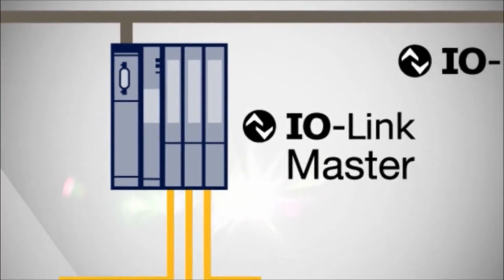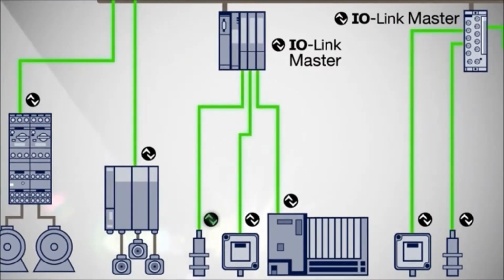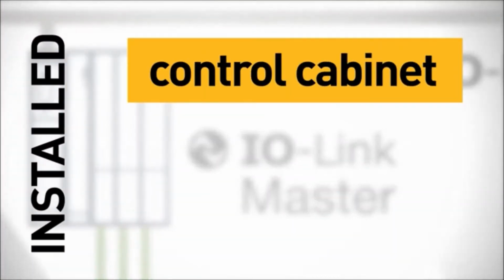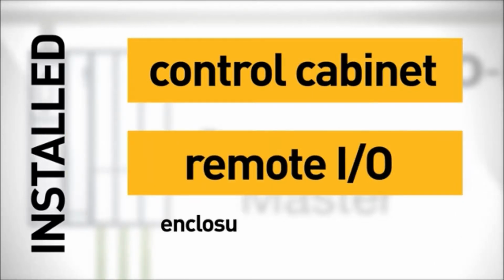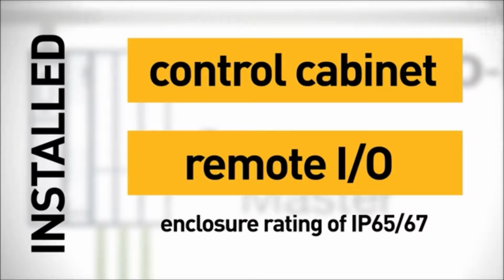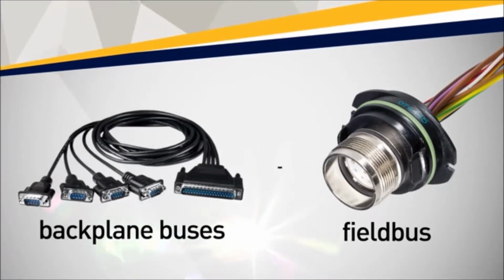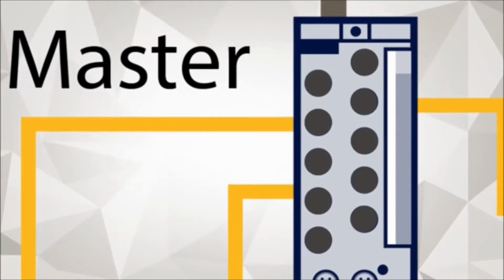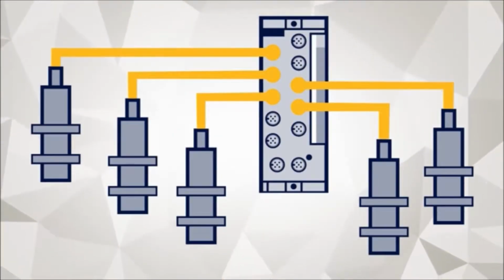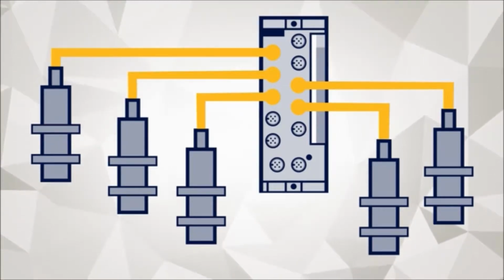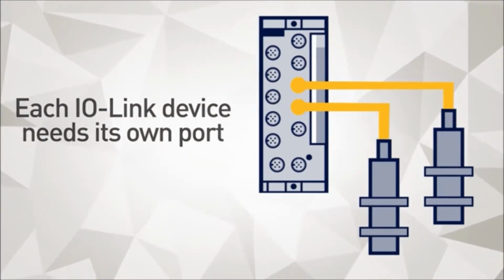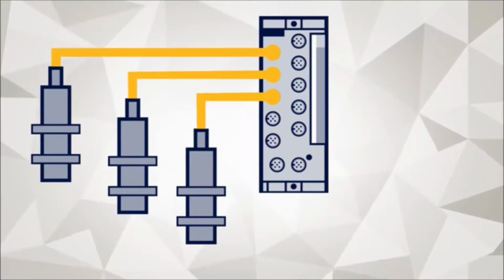The I/O Link Master establishes the connection between the I/O Link devices and the automation system. As a component of an I/O system, the I/O Link Master is installed either in the control cabinet or as a remote I/O with enclosure rating of IP65-67 directly in the field. The I/O Link Master communicates over various field buses or product-specific backplane buses. An I/O Link Master can have several I/O Link ports, channels. An I/O Link device can be connected to each port, since I/O Link is point-to-point communication between sensors and actuators. So, 2 I/O Link devices need 2 I/O Link master ports, 3 devices need 3 ports, etc.